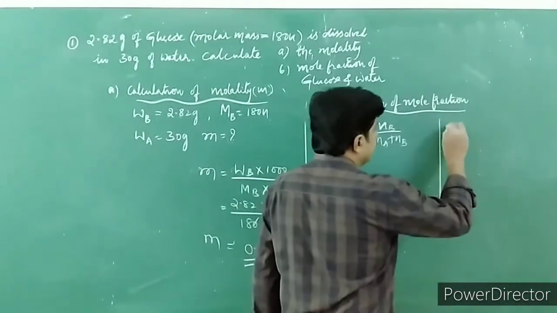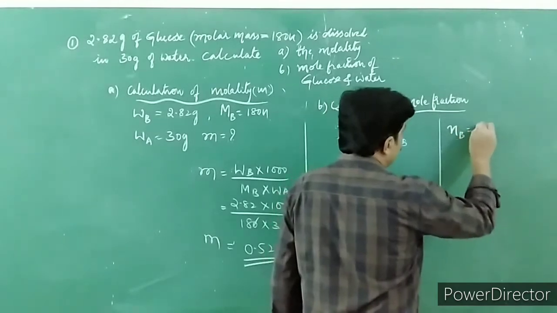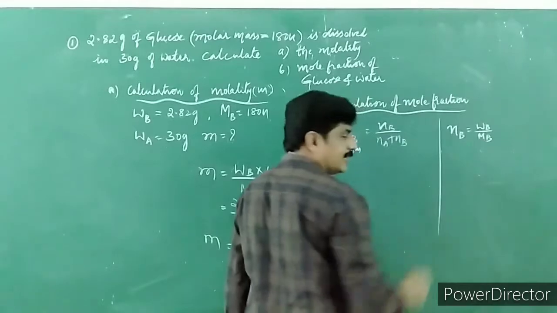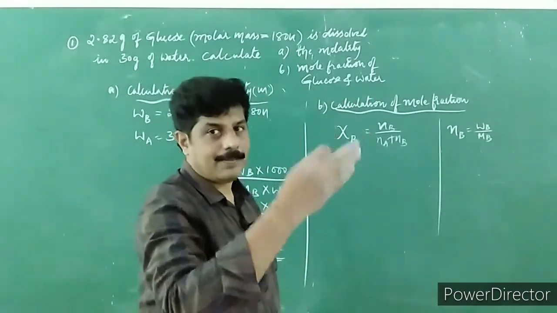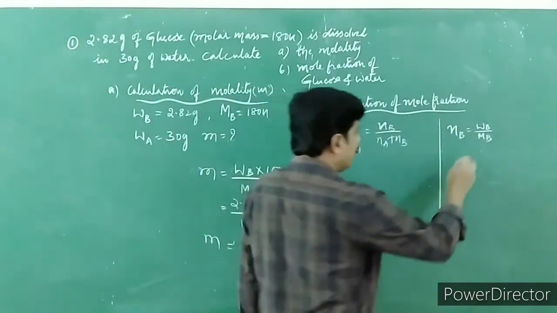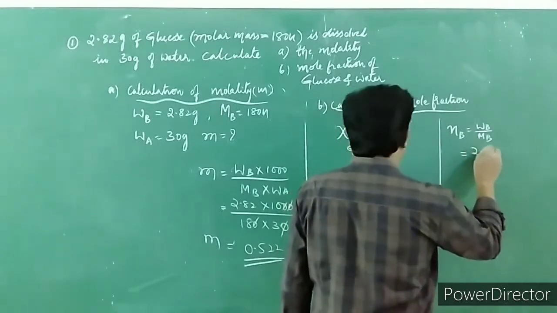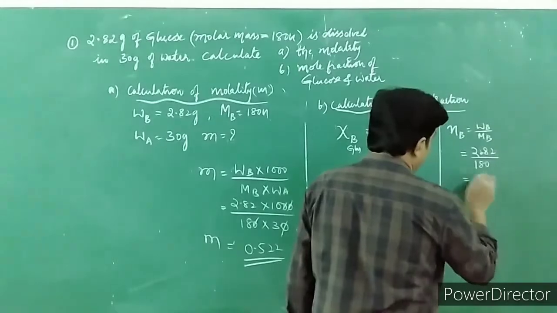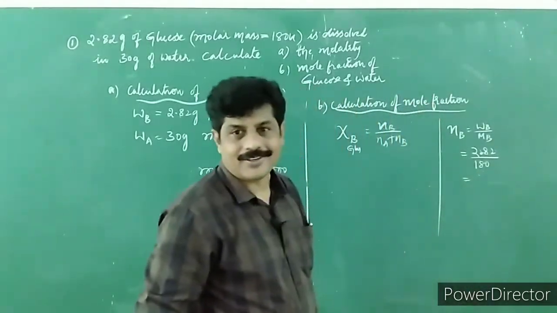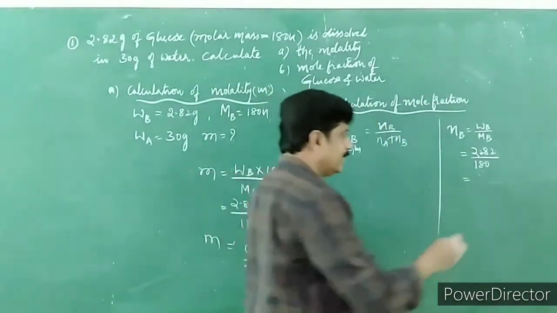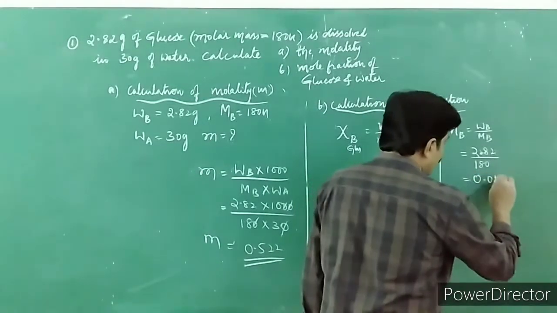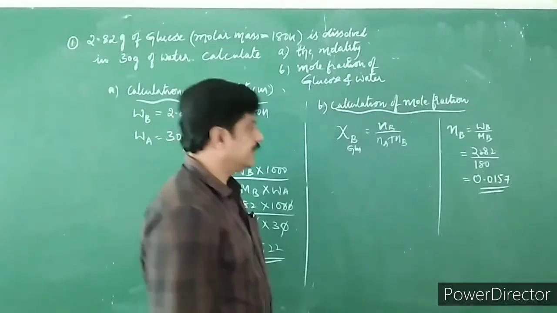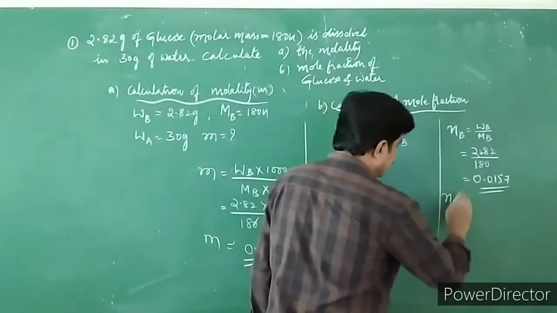Let me calculate NB. NB is equal to WB upon MB. What is this? Number of moles is equal to given mass upon molar mass. What is the given mass here? Given mass is equal to 2.82 grams upon 180 unified mass. Is it not? In that case, you are going to get 0.0157. Similarly, I can calculate NA.